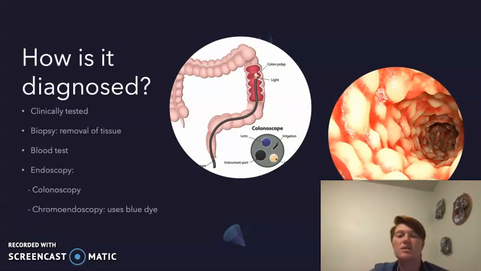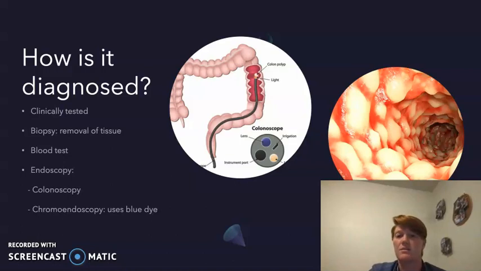So Crohn's disease is diagnosed clinically, and it involves many tests to finally come to Crohn's. So it cannot be diagnosed just based off of one test. Some tests include biopsy, so it's just the removal of a tissue. Blood tests could help doctors measure the white blood cells in the blood, so this could give a sign of inflammation, which is of course associated with Crohn's.